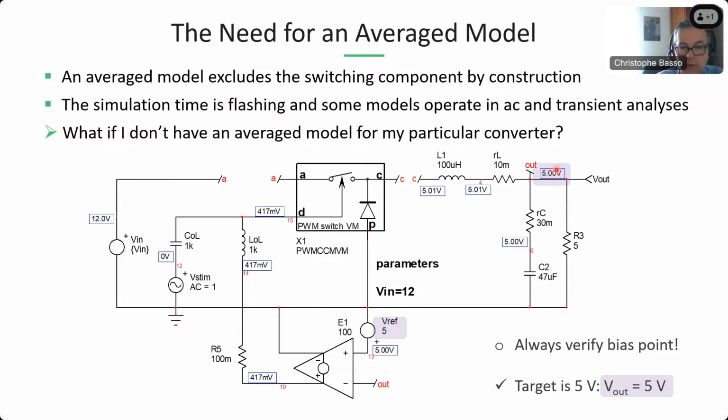So we wanted to have a 5-volt output. This is what we have. The duty ratio here, 1 volt is 100%, so 417 millivolts is about 42% duty ratio, so it's all right with a 12-volt input source. Many switching circuits can be modeled using the PWM switch circuit, but resonant converters cannot easily be modeled, and they need additional work, as we will see in a minute.